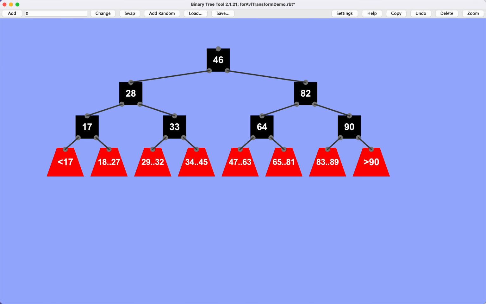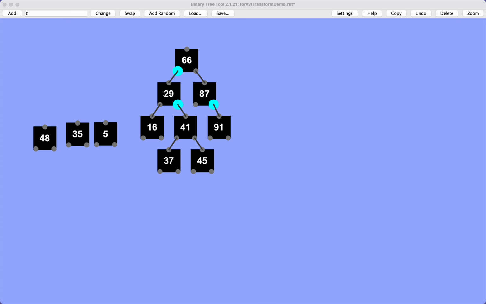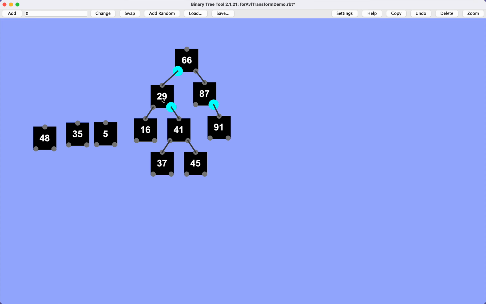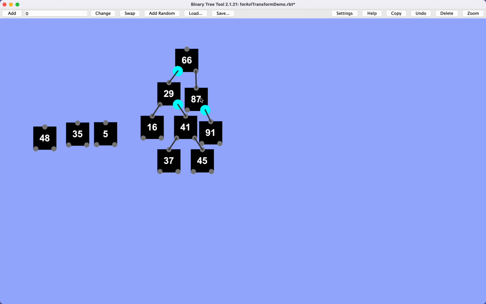So what is an AVL tree? An AVL tree is a tree where every node is annotated with its balance. And what its balance means is, if I compare my left subtree with my right subtree, which one is higher? A constraint on an AVL tree is that for any given node, its left subtree and right subtree's heights can differ by no more than 1.